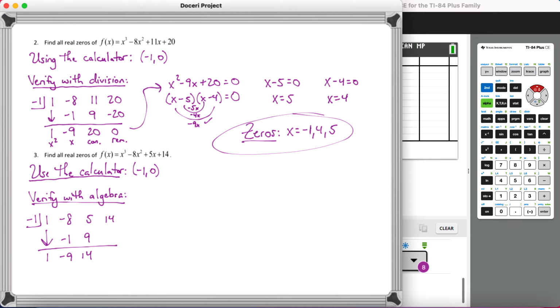You can see how everything's filling in here. Multiply, add, multiply, add, multiply, add. If you do it correctly, once again, you should have a remainder of 0, which we do. And we've got all the other values here that we can label. So I can write this out as x squared minus 9x plus 14. And again, since we're finding zeros, we're finding solutions, we set that equal to 0.